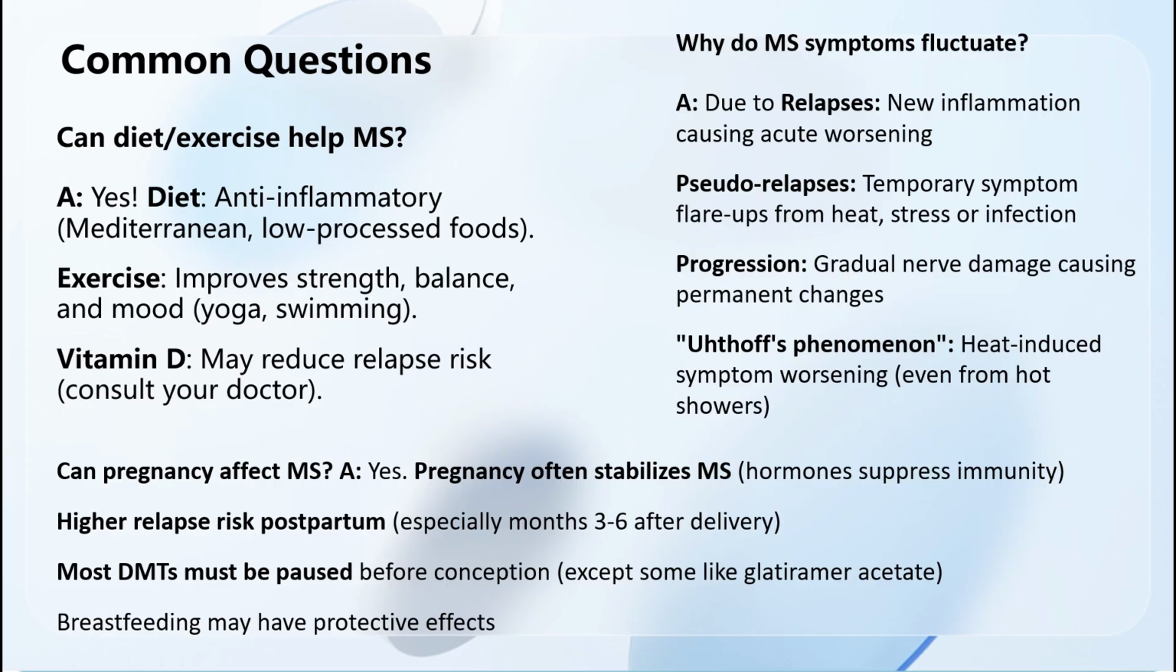And lastly, can pregnancy affect multiple sclerosis? The answer is yes. Pregnancy often stabilizes multiple sclerosis as the hormones suppress the immunity. That doesn't mean necessarily that people should go around getting pregnant. There is also a higher relapse risk after giving birth, postpartum, especially 3 to 6 months after delivery. Most DMTs must be paused before conception, as they might affect the fetus, and breastfeeding may also have protective effects on multiple sclerosis.